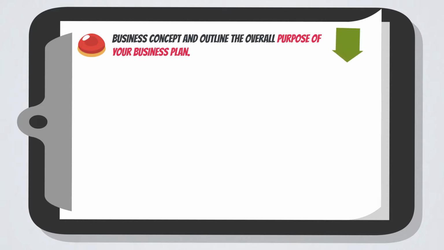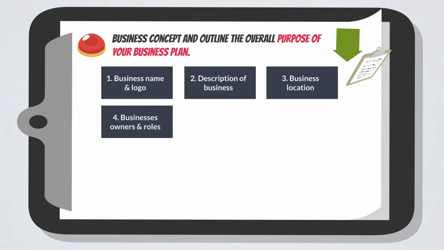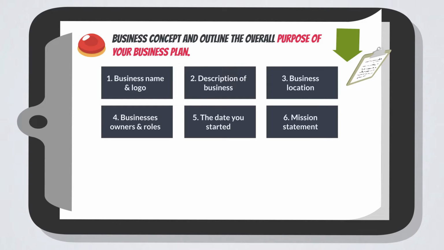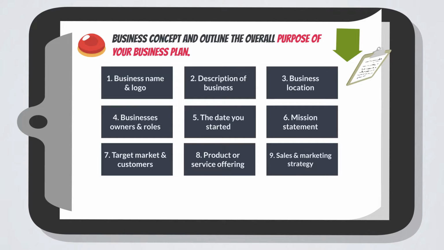This section should be a brief, single-page summary that includes the following information: your business name and logo, a brief description of your business location, the names of the business's owners and their roles in the company, the date you start or plan to start your business, your company's mission statement, an overview of your target market and target customers, a description of your product or services offering, a brief overview of your sales and marketing strategy, your company's financial projections for the next 3 to 5 years.